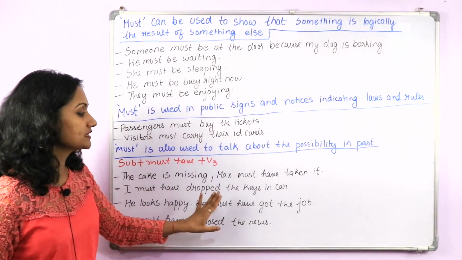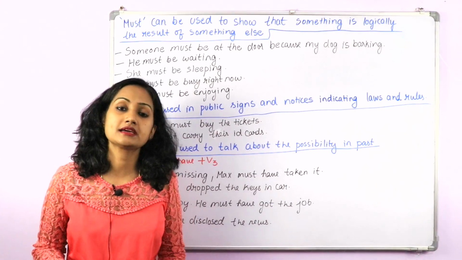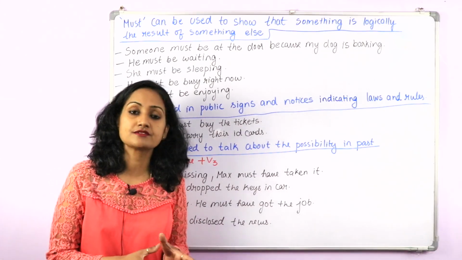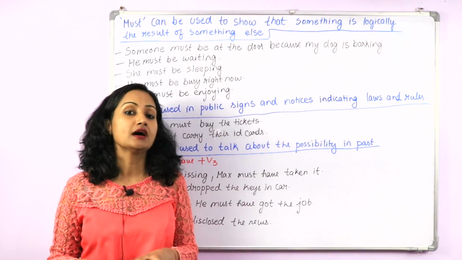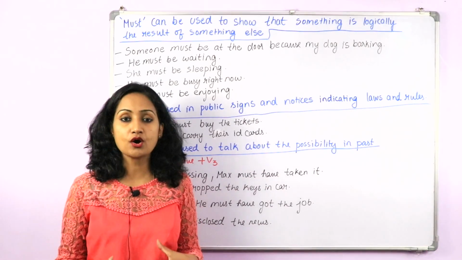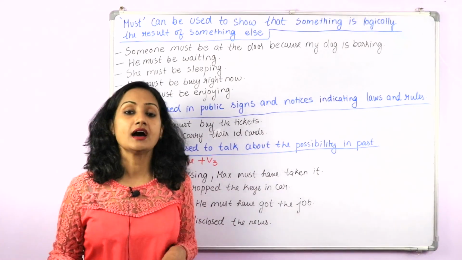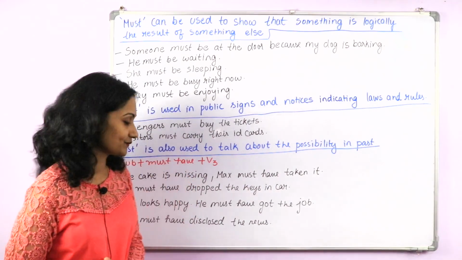I must have dropped the keys in car. I'm not sure about it, but I can assume that I must have dropped my keys in car because when I started from home, I had my keys with me, then I sat inside the car, and now when I stepped out of it, I can't find my keys, so I must have dropped them in car.